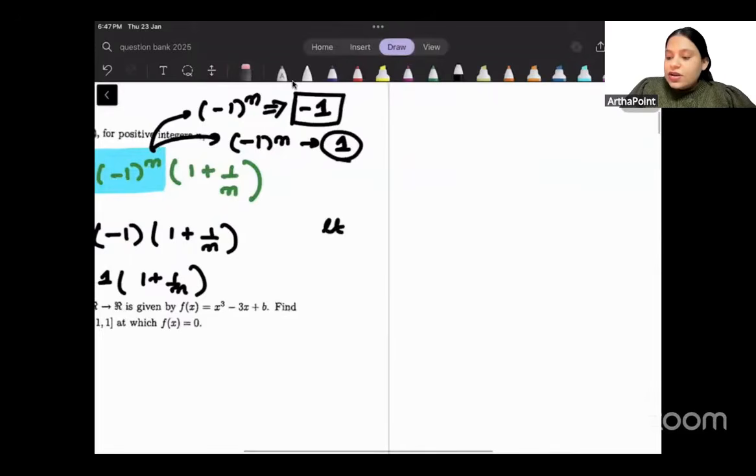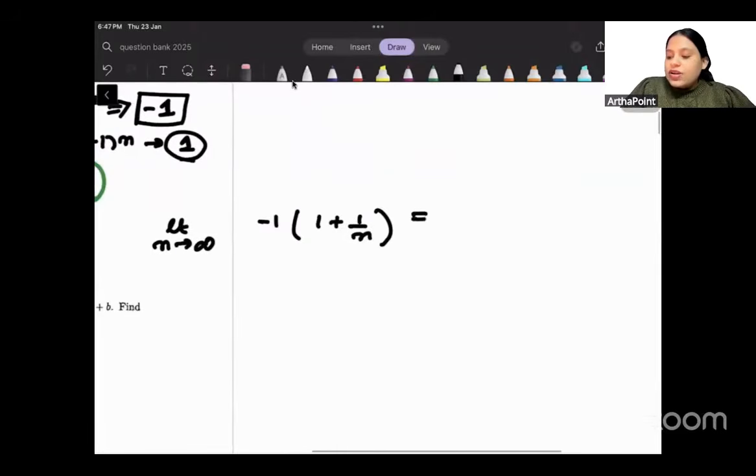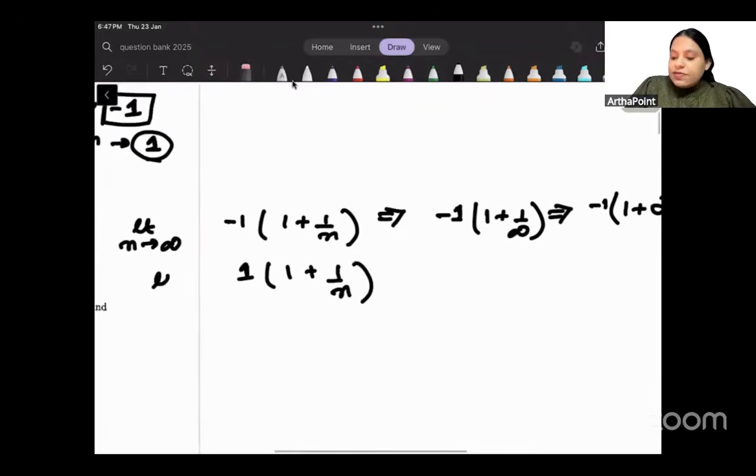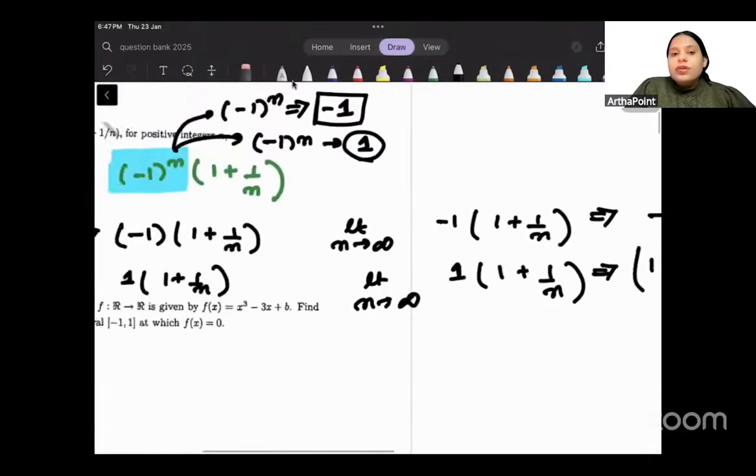So if I take limit n tends to infinity, -1 into 1 plus 1 by n, I will get -1. 1 plus 1 by infinity, anything by infinity will be 0, and I'll get the answer as -1. Similarly, if I plug it here, then I will get 1 plus 1 by infinity and I'll get the answer as 1. So there will be two limit points.